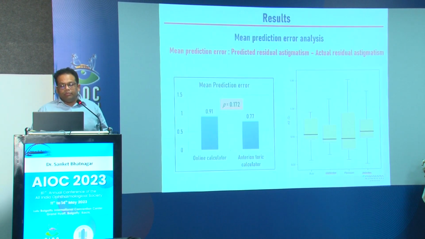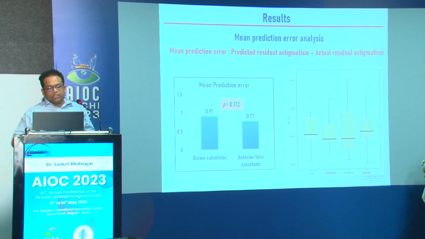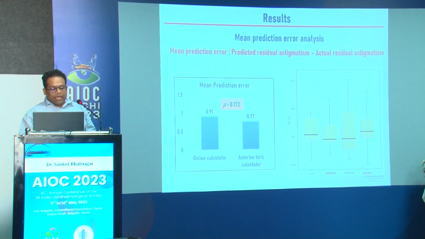Now, coming to the mean prediction error, our accuracy was gauged by the mean prediction error, which was calculated as the difference between the target or predicted residual astigmatism and the actual that we achieved. Though it was not statistically significant, the Anterion calculator gave us a lower prediction error compared to the online calculator. Also, the keratometric error range was lesser in Anterion.